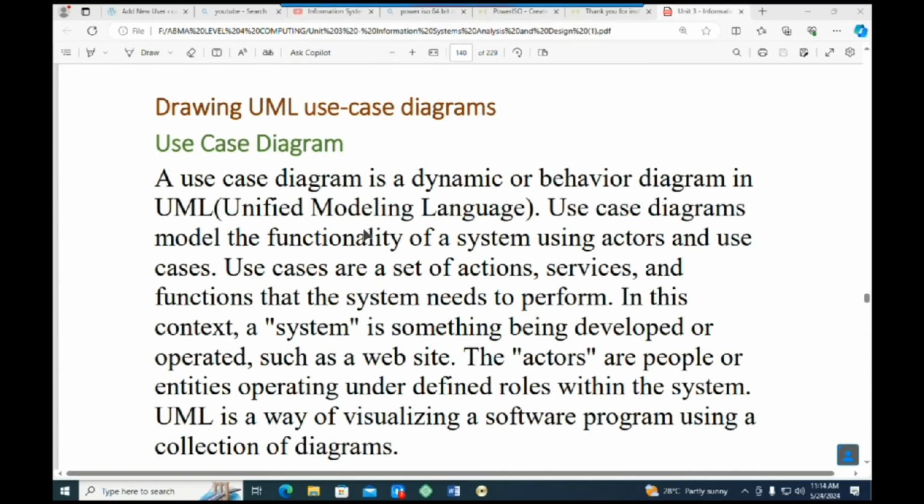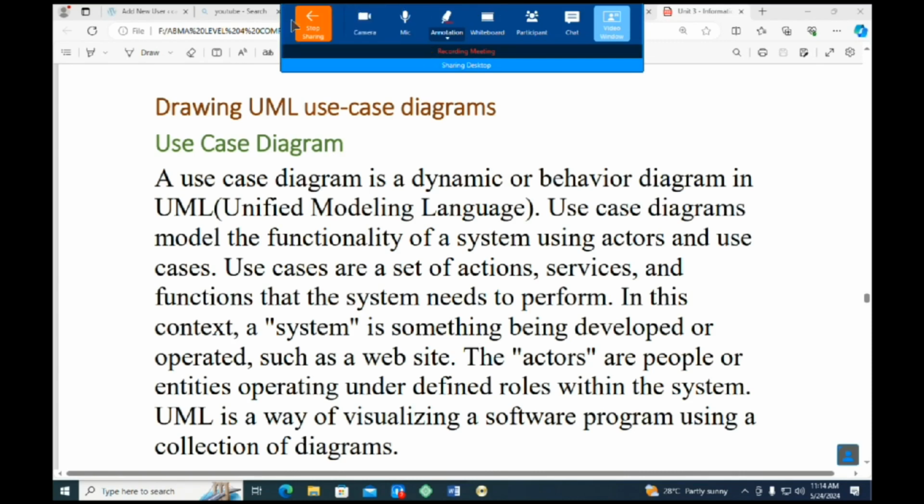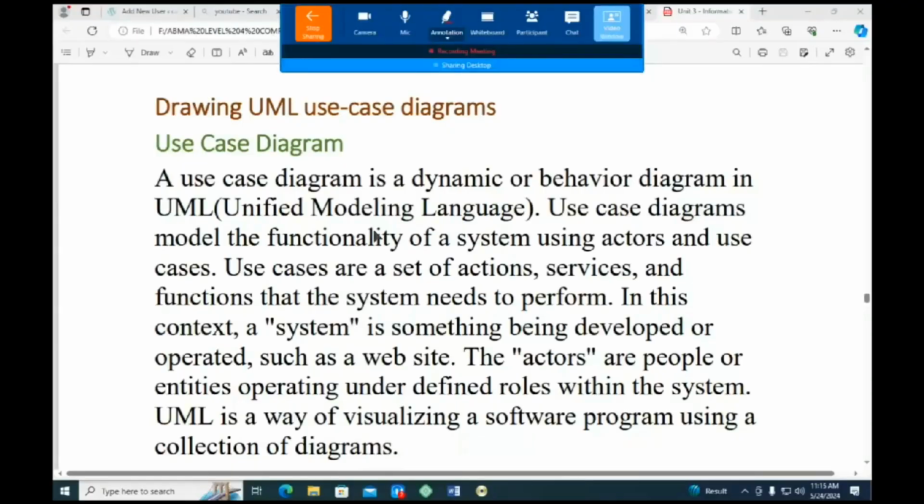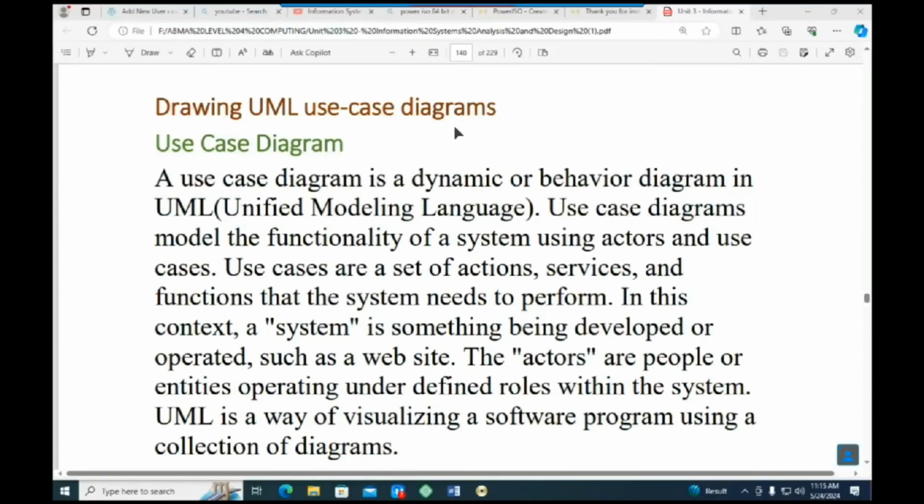So we need to understand, first of all, what a use case diagram is, what its use is, and how important it is when it comes to system analysis and design. It's really important for us to understand what that is. Now, when you talk about a use case diagram, we are looking at a diagram. First of all, UML stands for Unified Modeling Language.